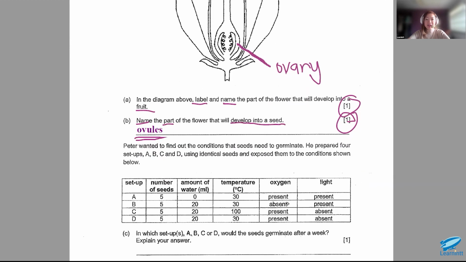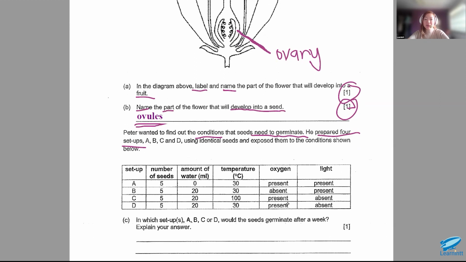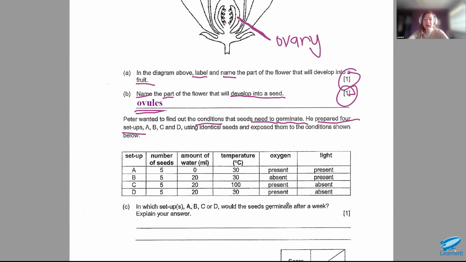Next, Peter wanted to find out the conditions that seeds need to germinate. So again, when we think about germination, conditions needed for it, it is to do with WOW. Going back to the question, let's look at it. He prepared 4 setups, A, B, C, and D, using identical seeds and exposed them to the conditions shown below. So we have a table below. Now, question, in which setup, A, B, C, or D, would the seeds germinate after a week? Explain your answer. So we're looking out for 3 conditions that are needed for germination.